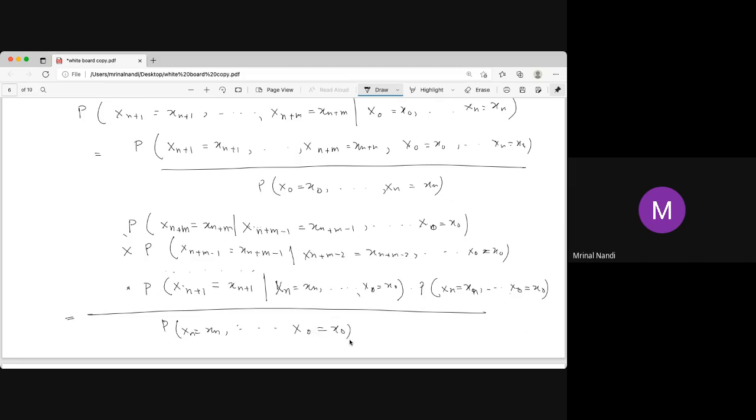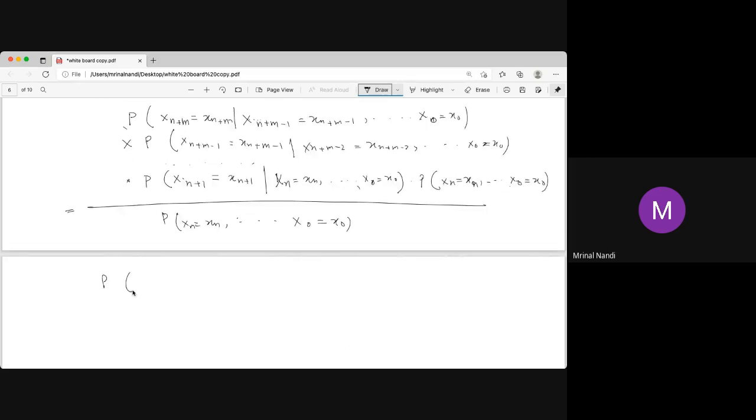Why is this so? Using this result only, the probability of A1 intersection A2 intersection dot dot A_n is nothing but the probability of A_n given A_{n-1} intersection A_{n-2} dot dot A1, into the probability of the previous, by the multiplication rule, and the last one is the probability of A2 given A1 into the probability of A1.